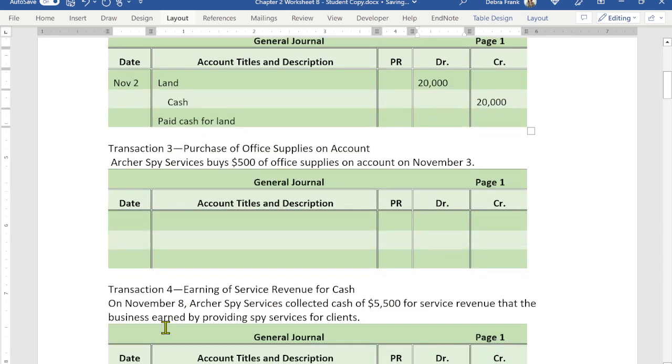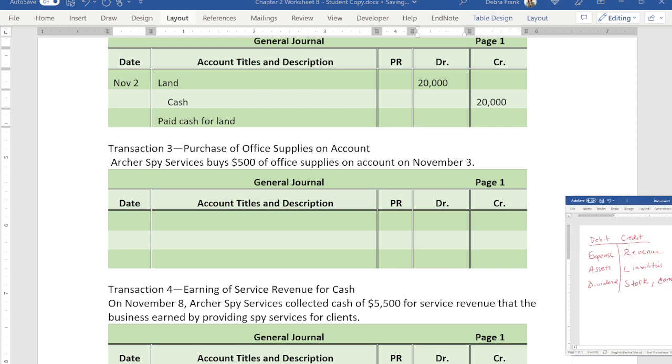We purchase office supplies on account. Okay, so no cash was used to pay for the office supplies. The business Archer Spy Services said, put it on my account, I'll pay it later, hopefully in 30 or 60 days. So they owe it. They have a payable. All right. So let's start with office supplies. They got office supplies for $500 worth.